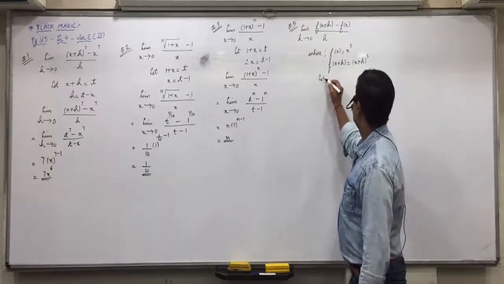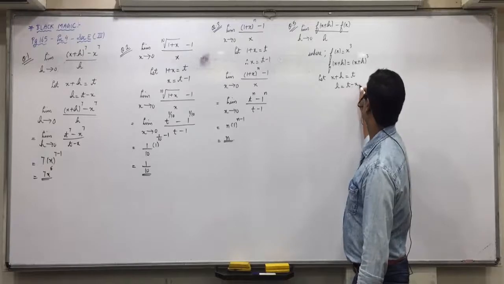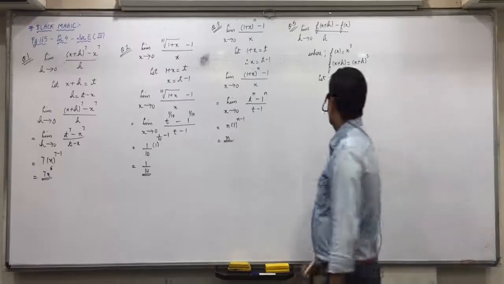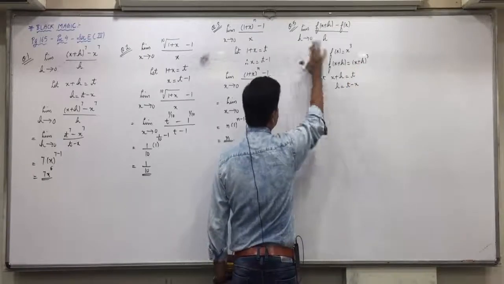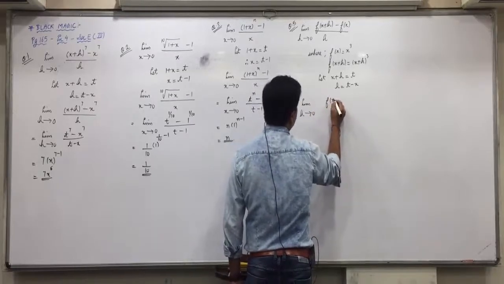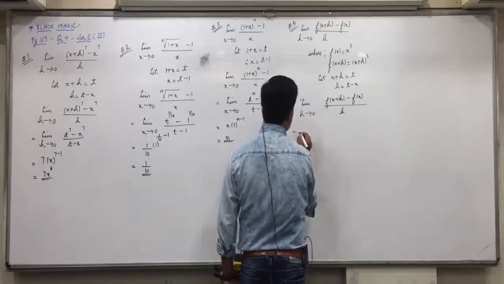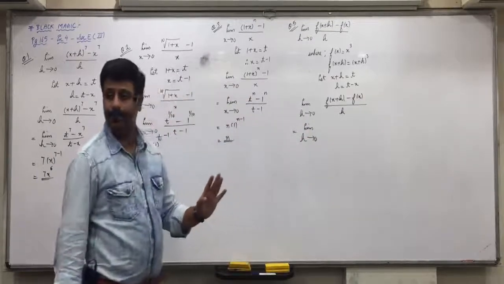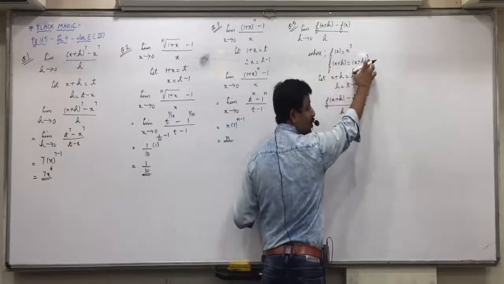Let x plus h equals t. So h will be equal to t minus x. Any confusion in this? x plus h we have taken as t. So h will be equal to t minus x. Now we solve the whole thing again. Limit h tends to 0, fx plus h minus fx upon h is equal to limit h tends to 0. Did everyone write up till here? Now be attentive. In place of fx plus h, can I write x plus h whole cube?